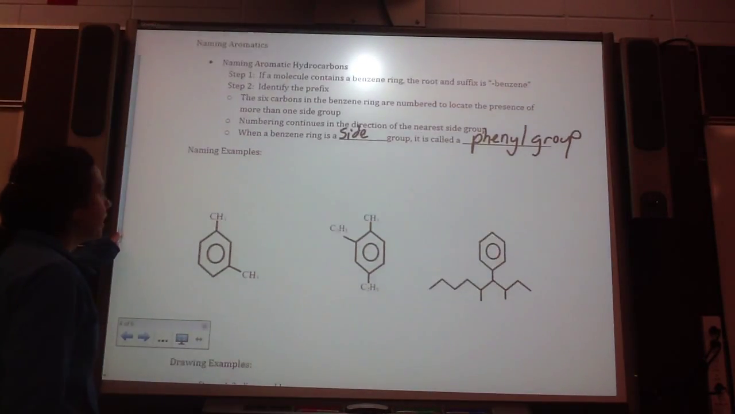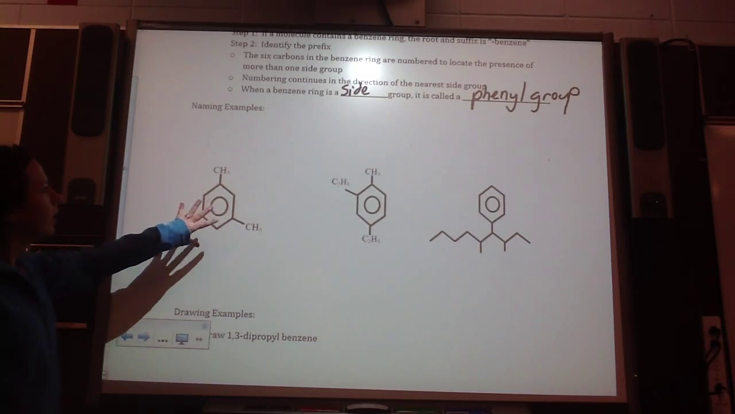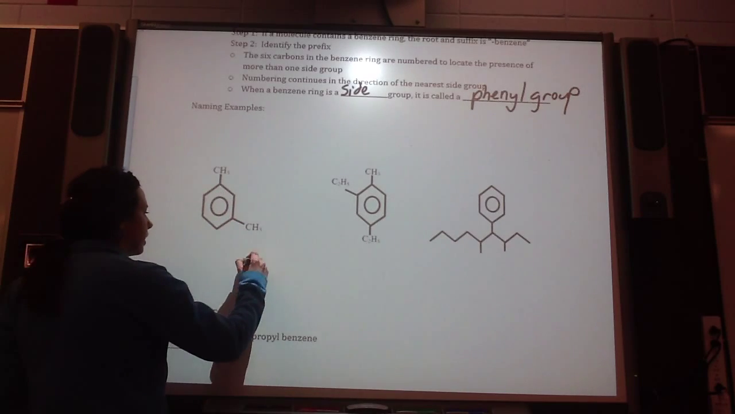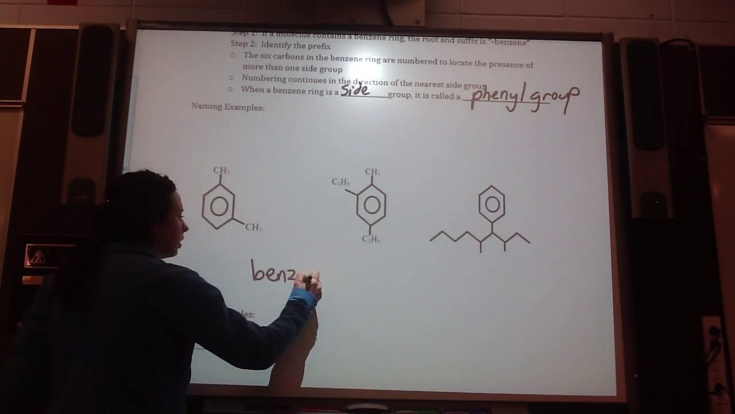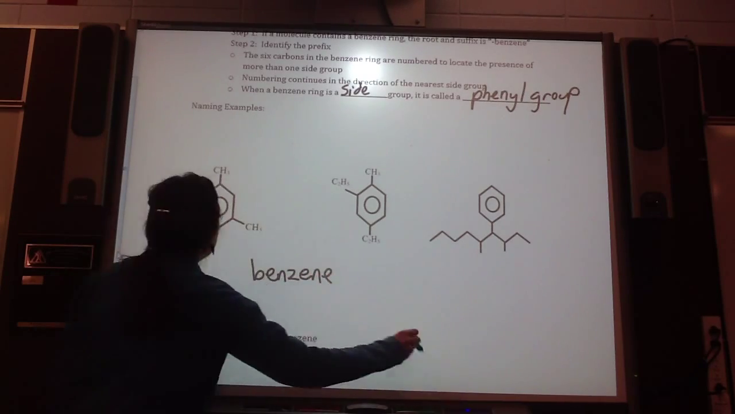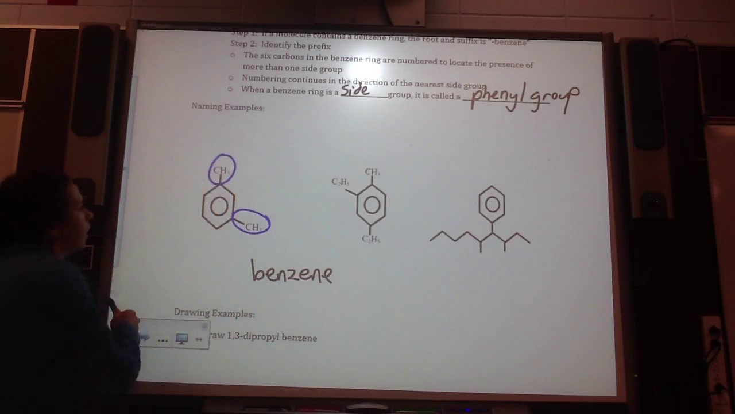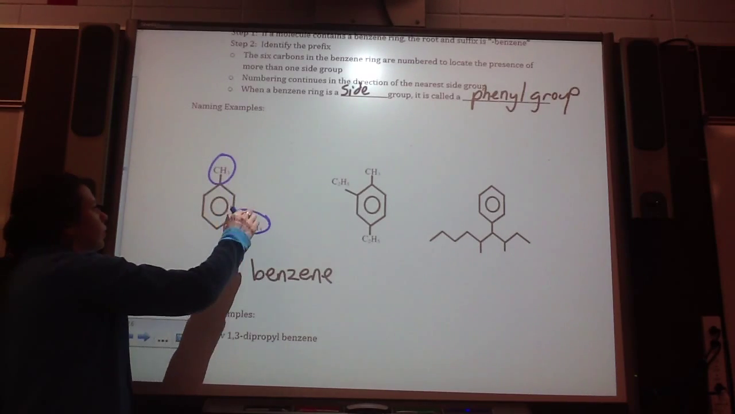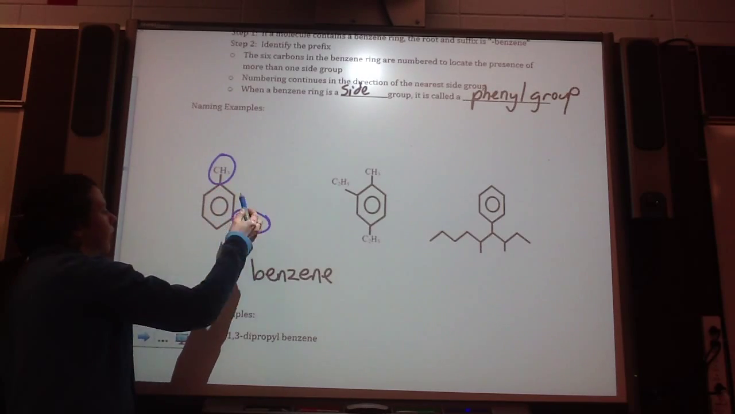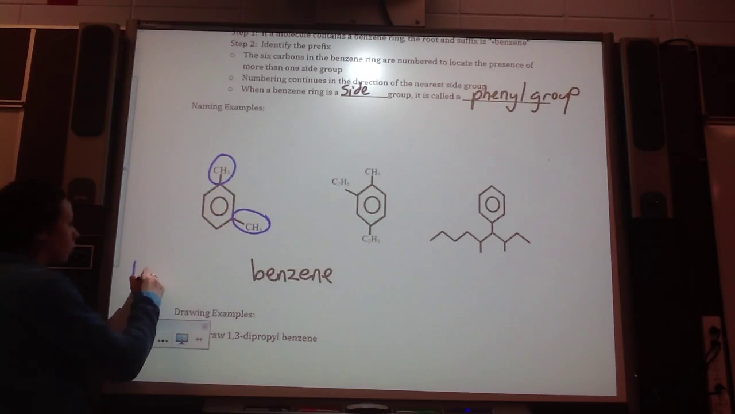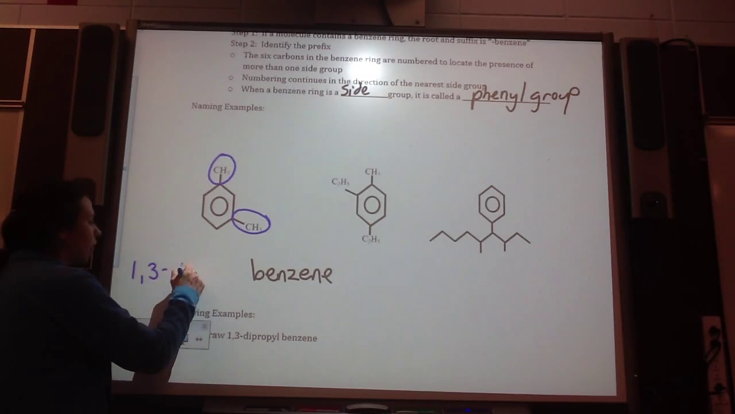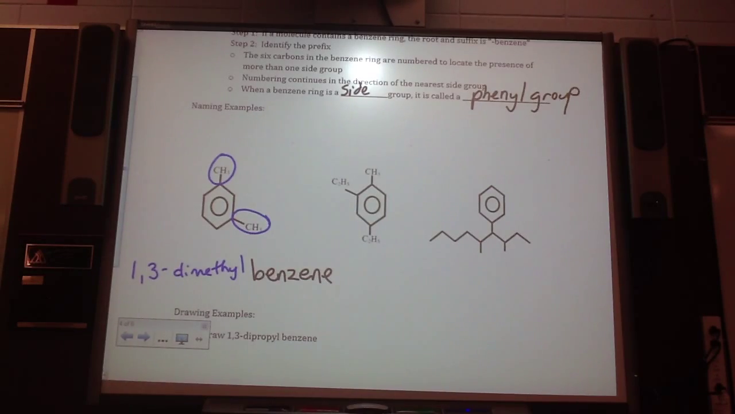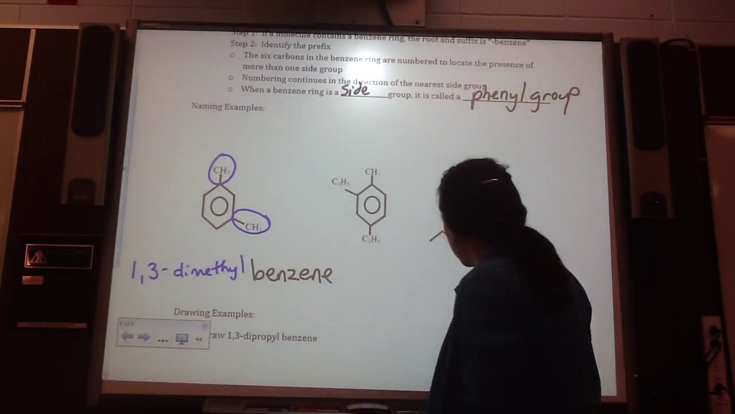And I'll show you examples of that. So let's do some of these together. Okay, so here, this is like the parent chain, you think of it. So we have our benzene, so we know it's going to end in benzene. Then we see 2 methyls hanging out, so I want them to have the lowest numbers possible. If I go 1, 2, 3, or I go 1, 2, 3, 4, 5, obviously 1 and 3. So I'm going to say 1,3-dimethylbenzene.